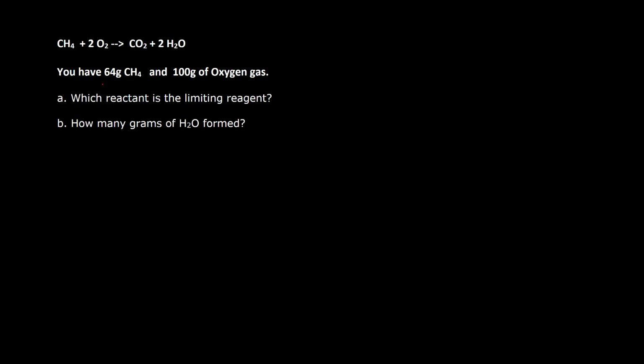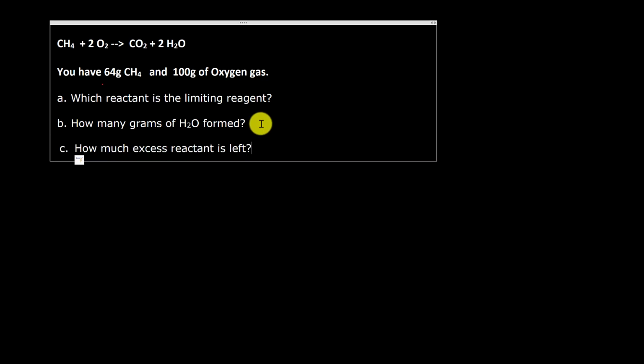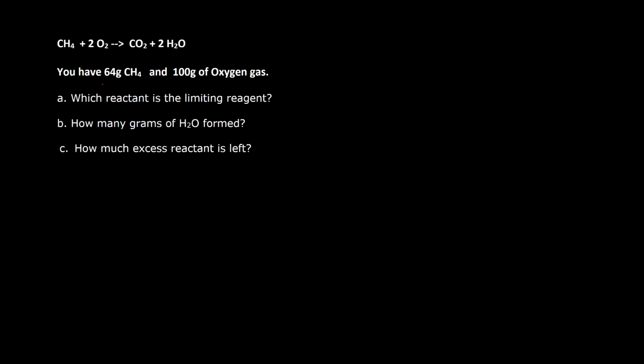And there are 2 questions. Actually, we should have a third question here as well. As you can see there, I typed it: how much excess reactant is left? So the first thing we have to figure out is which of these 2 reactants is our limiting reagent. And then from there, we calculate how many grams of H2O were formed. And again, we base that on our limiting reagent. And then finally, we calculate how much excess reactant is left. So let's go ahead and get started on this.